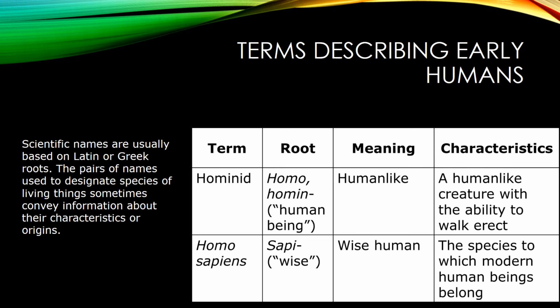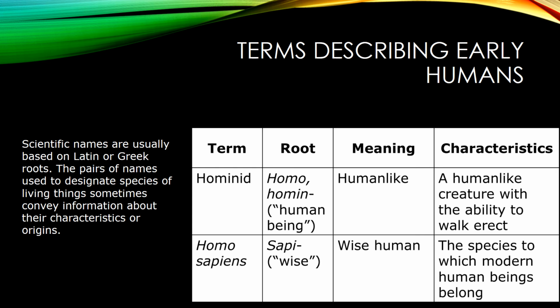Now let's look at some terms describing early humans. Scientific names are usually based on Latin or Greek roots. The pairs of names used to designate species of living things sometimes convey information about their characteristics or origins. So let's look first at the term hominid. Its root is homo or homin, which means human being. The meaning of hominid is human-like. The characteristics are a human-like creature with the ability to walk erect, or upright, on 2 feet.